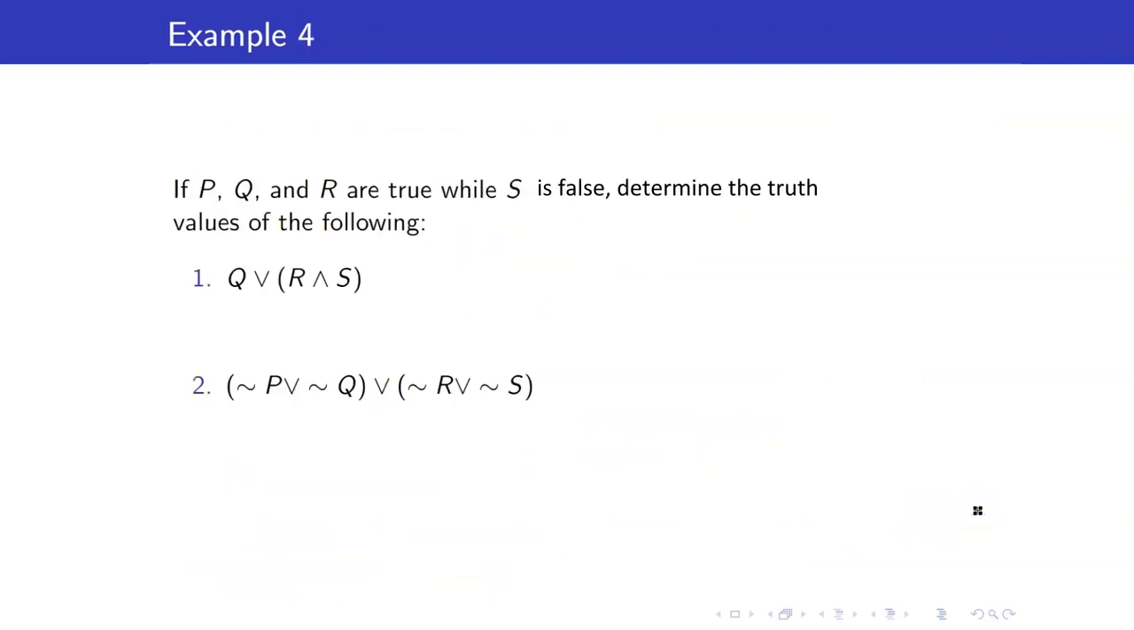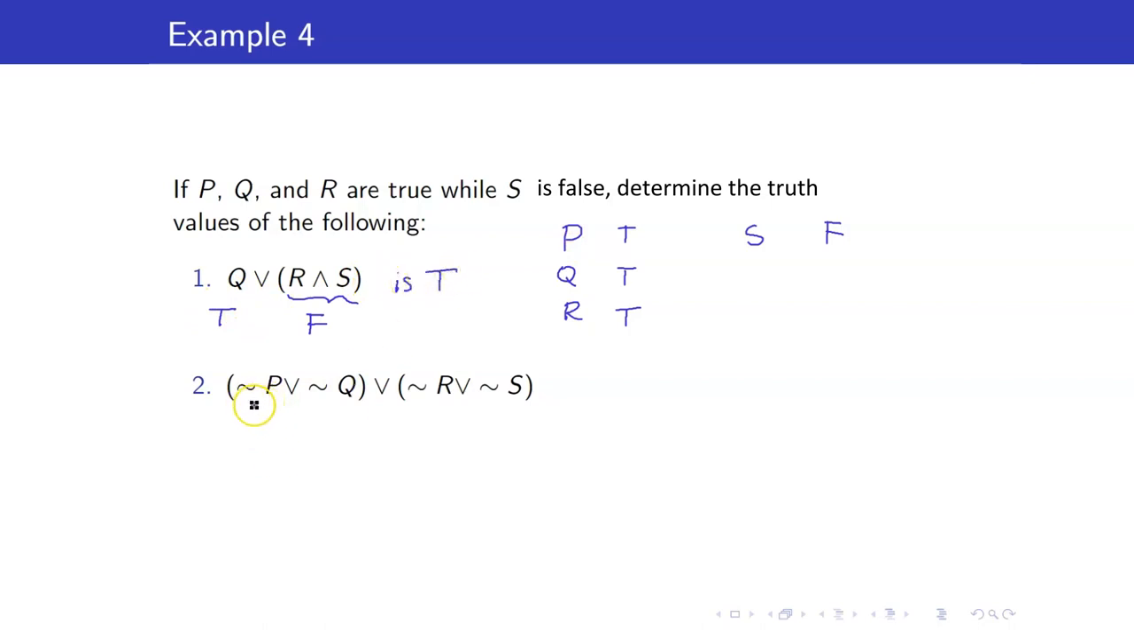Next, if P, Q, and R are true while S and T are false, determine the truth values of the following. Okay, so let us start with the innermost, R and S. Let me just write it here. P, Q, R are true, true, true. S is false. So we have R and S. R is true, S is false, so therefore R and S is false. Q is true. So one of them is true, so therefore this is true.